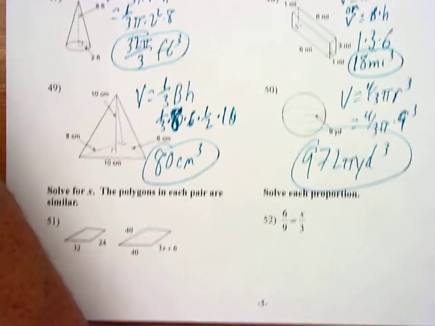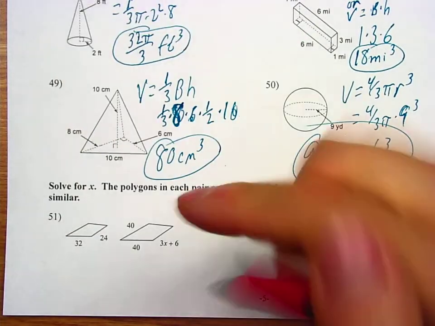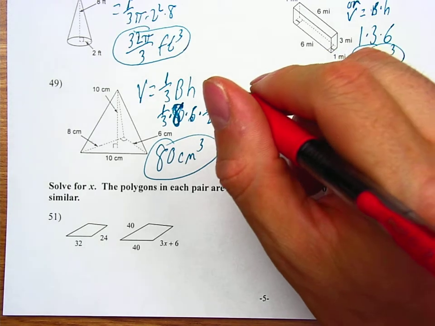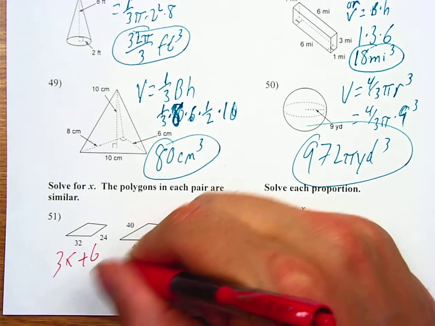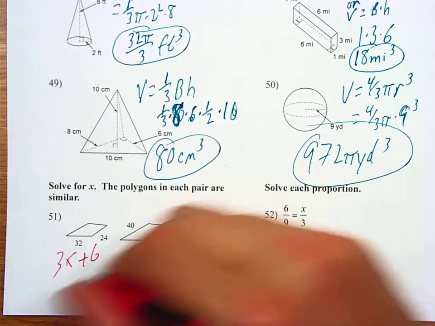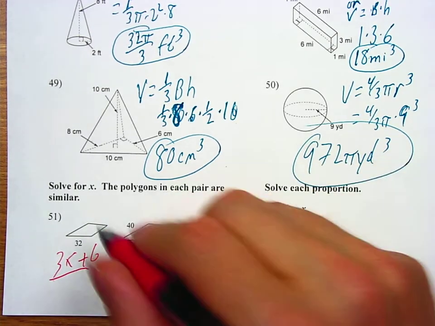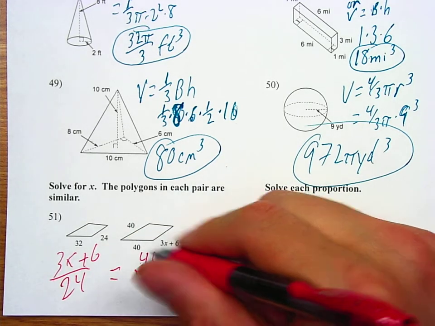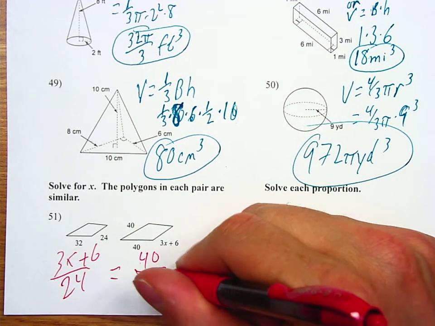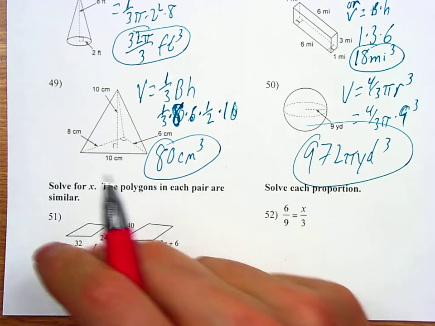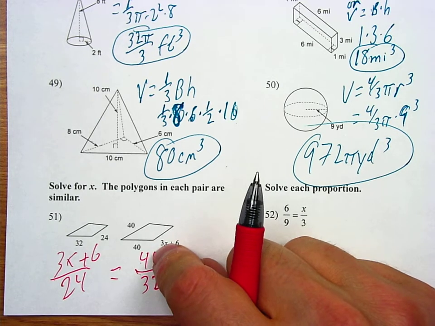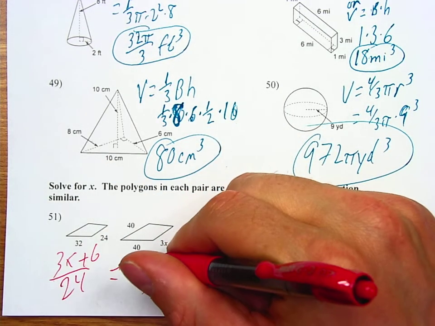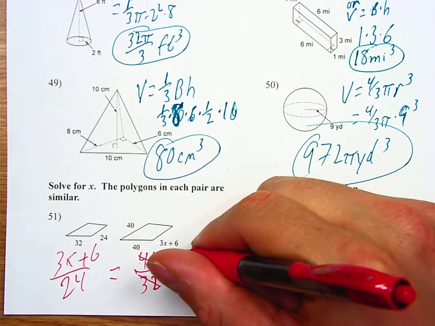All right. Next one, polygons. If they're similar polygons, the side ratio should be the same. So I like to set this up as 3x plus 6 and 40. And then underneath the 3x plus 6 is the side it goes with, which is the 24. Underneath the 40 is the side it goes with, which is the 32. All right, and again, you're going to cross multiply. Hopefully you reduce before you cross multiply here, because you'll have an easier time if you do reduce, like here, 40 and 32. They both divide by 8. So I'd make this 5 and 4.